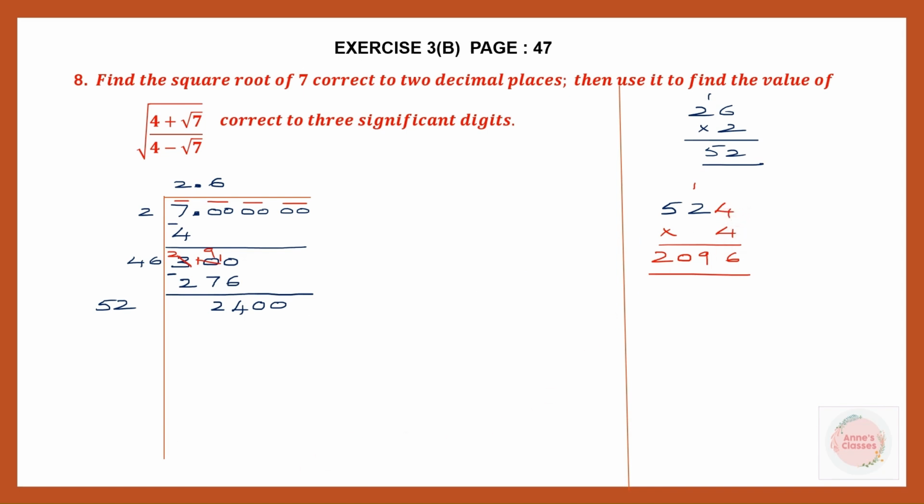524 into 4 will give us 2096. Let's subtract, borrow. This becomes 10, 9 and 10. 10 minus 6 is 4. 9 minus 9 is 0 and then we have 3 here. Now we bring the next pair of digits, that is 2 zeros. Now our number is 30,400.